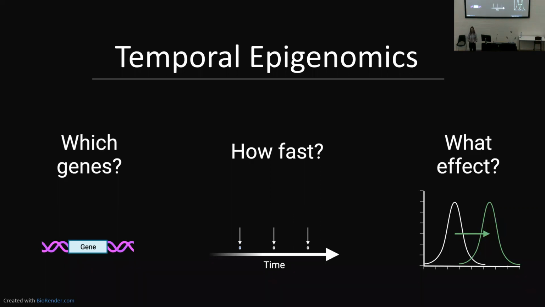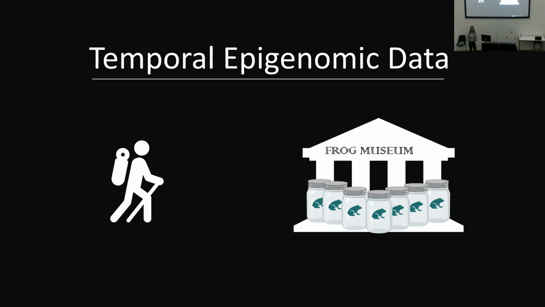When you're studying temporal epigenetics, you care about a couple of things. You care about which genes are involved. You care about how quickly they're able to change their expression through the various epigenetic mechanisms. And of course, what size effect these changes are having, which all give us a better picture of how species are responding.